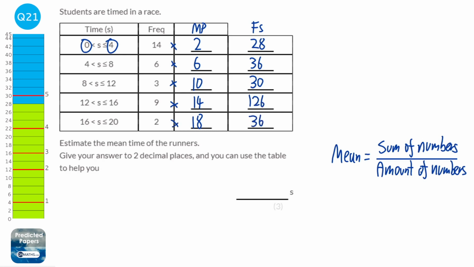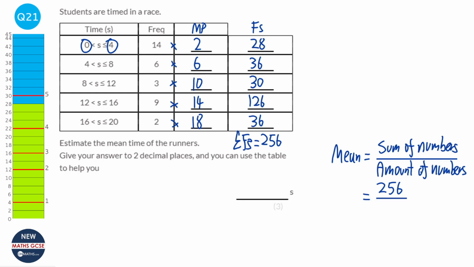Okay, next we're going to work out the sum of the fs. And to work that out, we just add all of these up together. So we're going to do 28 plus 36 plus 30 plus 126 plus 36. And when you add them all up, you get 256. Now, that will give us the sum of numbers, so we're going to put that into our working out now.